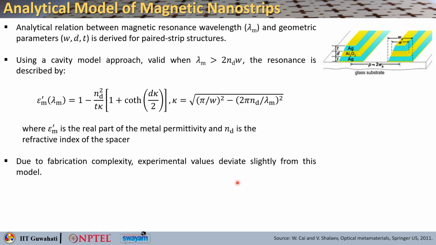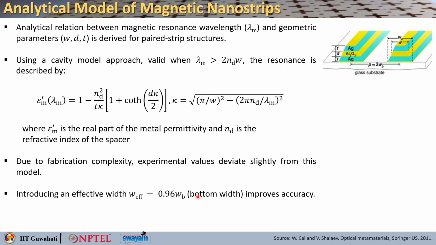Now, because the fabricated structures are indeed more complicated than the ideal cases that are described in the cavity model, there are small deviations between the lambda m which is calculated and the ones that are experimentally measured, right. And if you introduce some kind of an effective width, such deviations can be completely accounted for. So, you have to introduce a new concept called effective strip width. So, you can call it W effective.